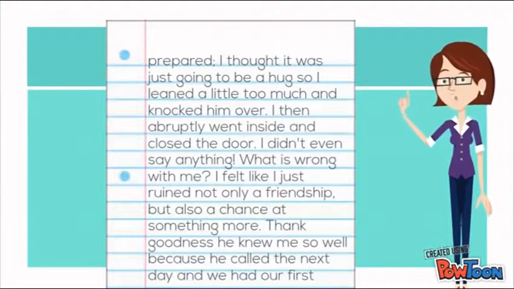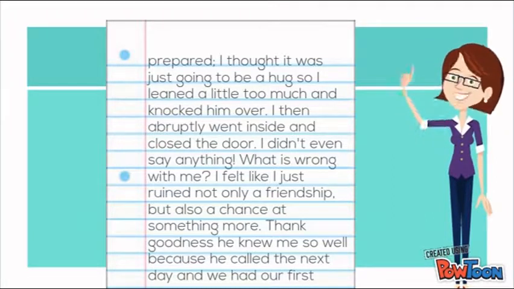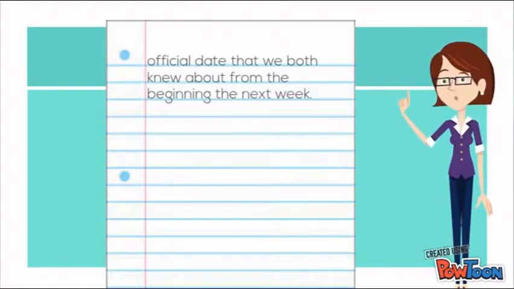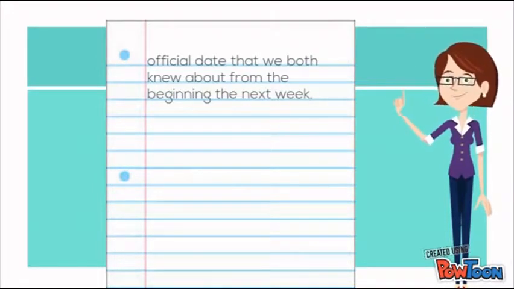I thought it was just going to be a hug, so I leaned a little too much and I knocked him over. I then abruptly went inside and closed the door. I didn't even say anything. What is wrong with me? I felt like I just ruined not only a friendship, but also a chance at something more. Thank goodness he knew me so well, because he called the next day, and we had our first official date that we both knew about from beginning the next week.